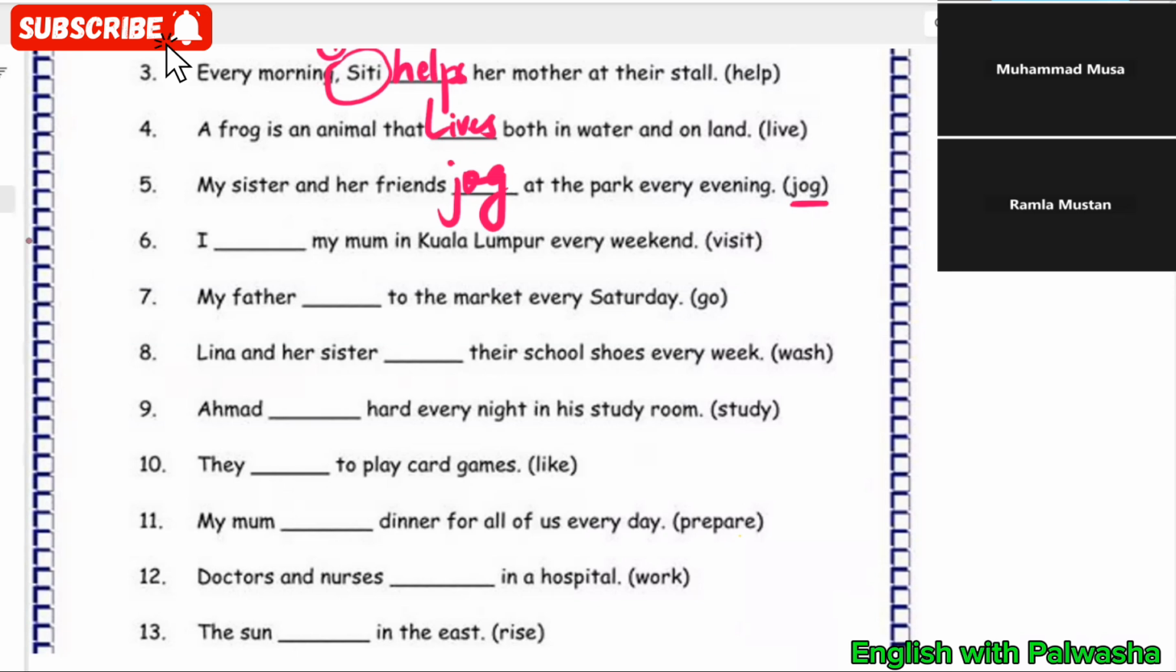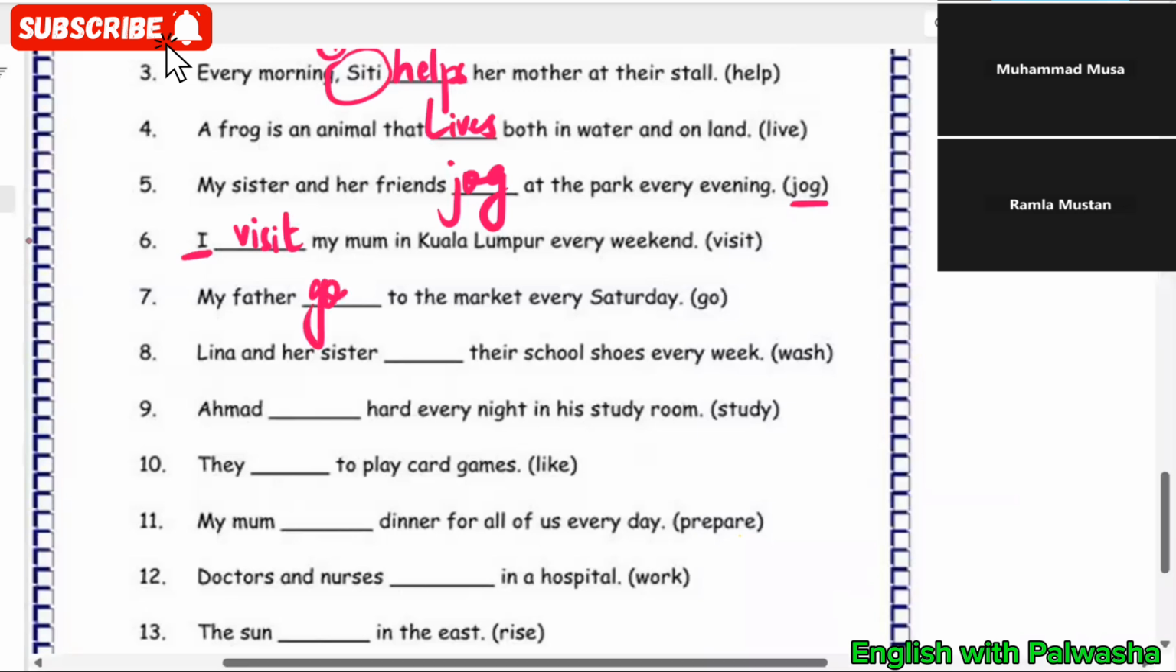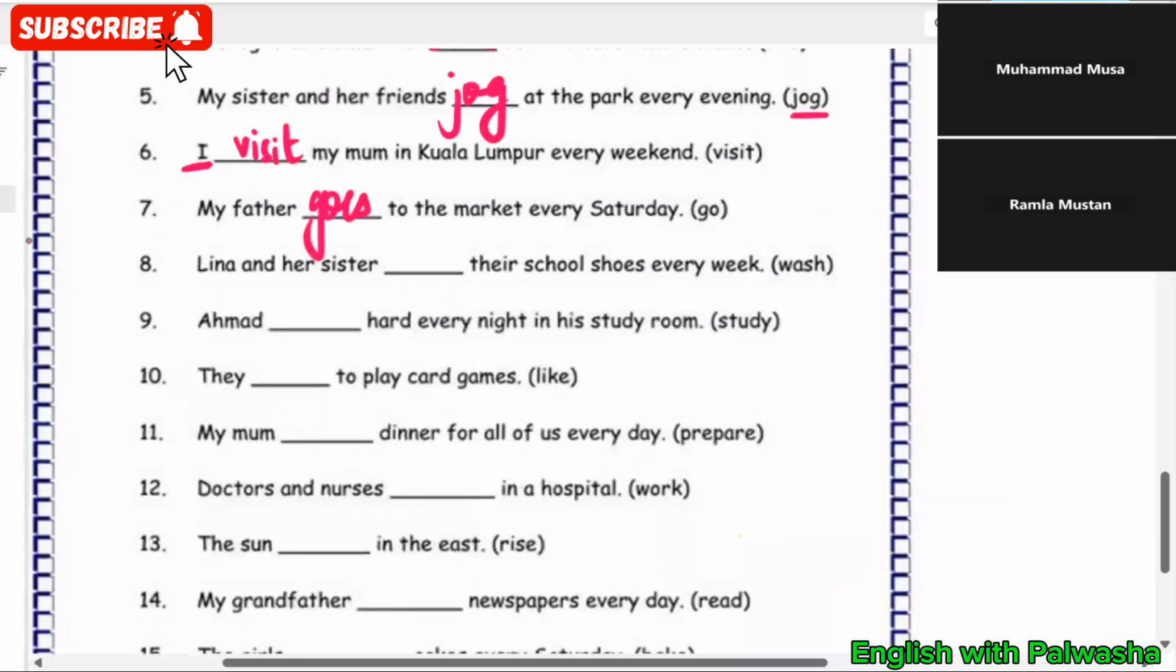In a sentence, I dash my mom in Kuala Lumpur every weekend. Visit. Yes, it is an exception with I, we need to use visit, because S or ES is not added with I. Exactly. We need to see that if it's I. Now, my father goes to the market every Saturday.